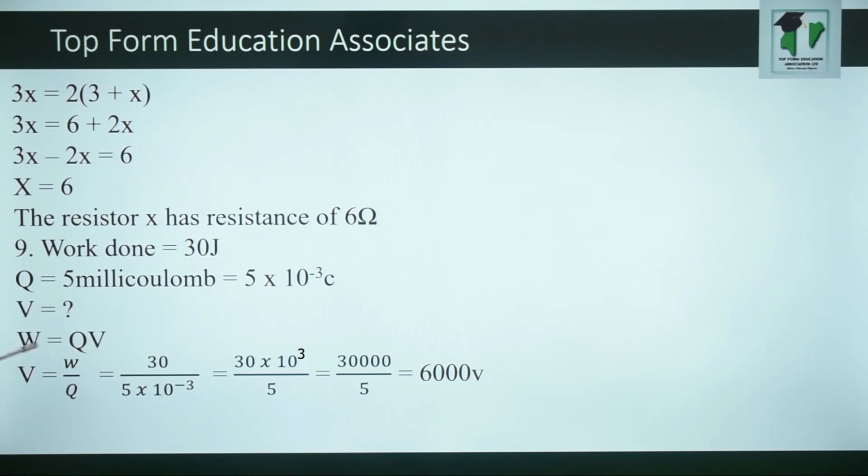So we'll have W is equal to QV, the formula we have already derived today. Therefore, V, which is now the potential difference, gives you work done over the charge. That is 30 joules divided by 5 times 10 to the power minus 3. And this minus 3 goes up now, it is 10 to the power 3. So it will now give you 30 times 10 to the power 3 divided by 5. That gives you 30,000 over 5, and that gives you 6,000 volts. Is that okay?